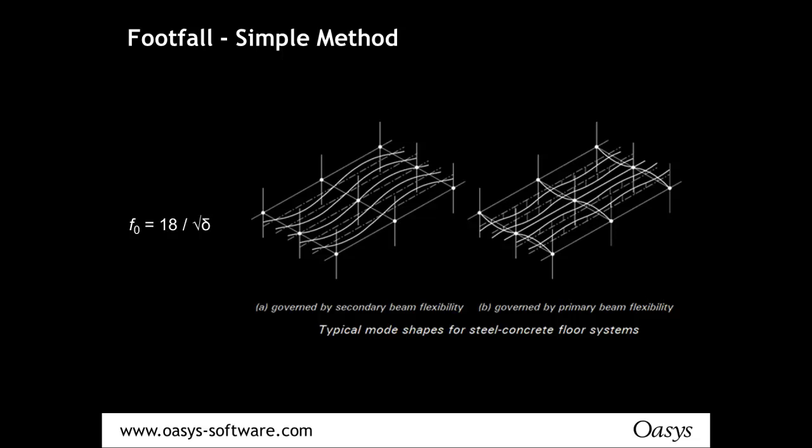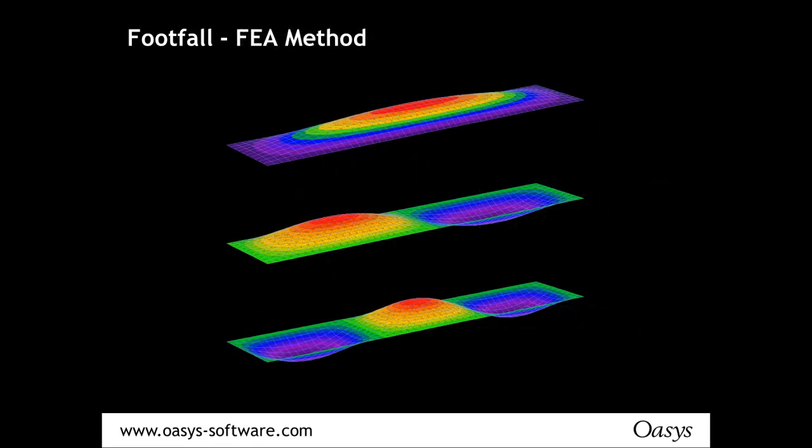Both the SCI and the Concrete Centre recommend that you use finite element analysis methods. So with the FE method, you're essentially doing a subframe of the floor, or the whole structure if you're doing a bridge and so on, and you use this to find all the various vibration modes first of all, and then do a subsequent footfall analysis on there.